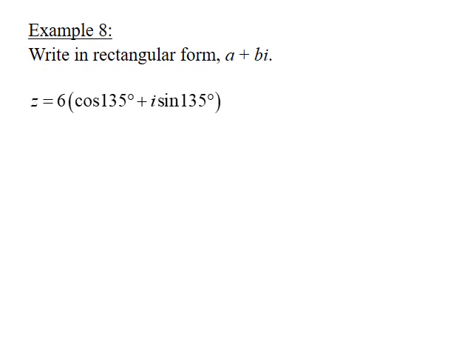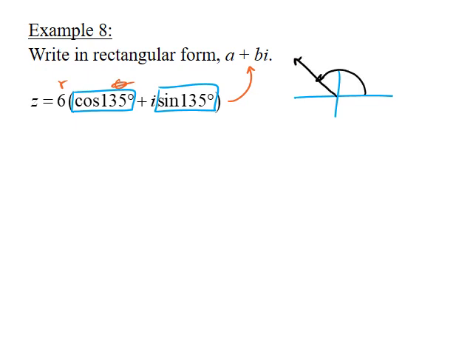Here's another example. Now, this is written in polar form because we have r cis theta, and we want to rewrite it in rectangular form. So we want it to look like this. Okay, well, this is quite easy because all we need to do is evaluate this and evaluate this. I know that 135 degrees is here, and this makes my reference angle 45 degrees.